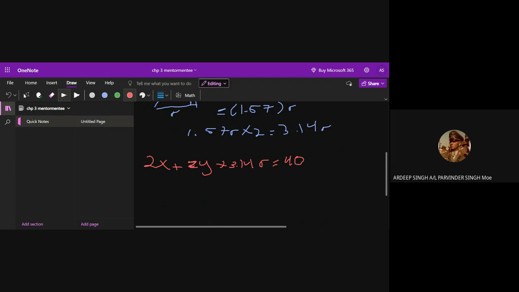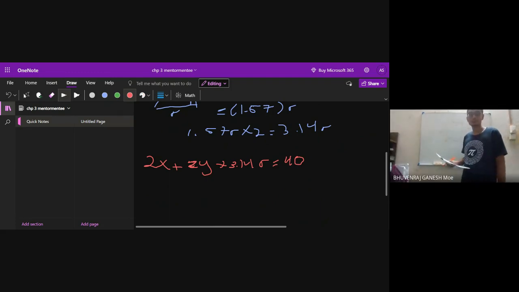Do you understand this part? The R, you can use X, Aldi, because X is the radius.